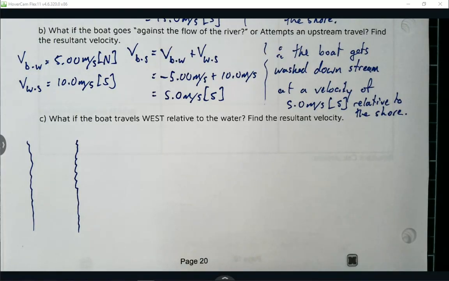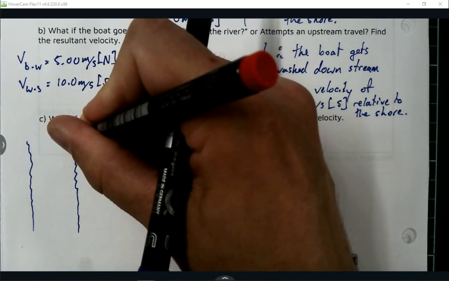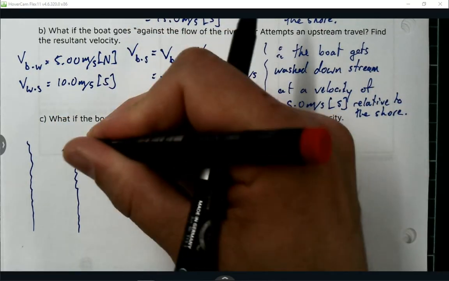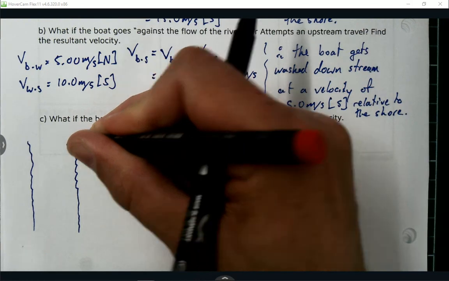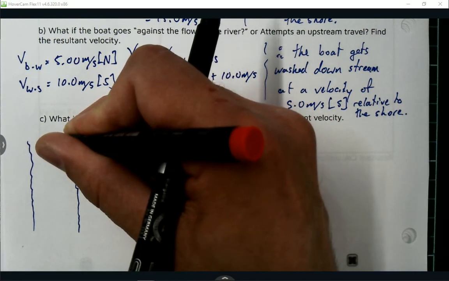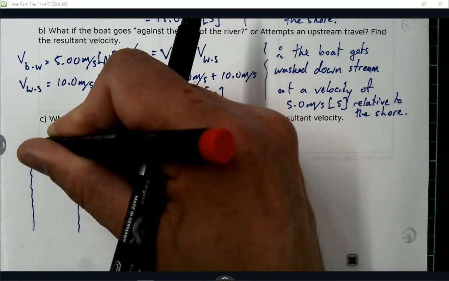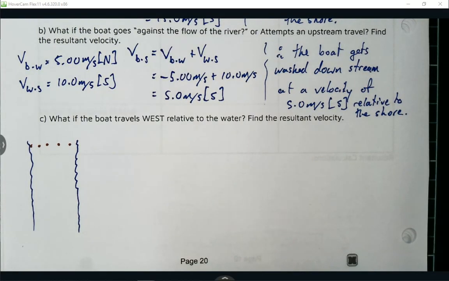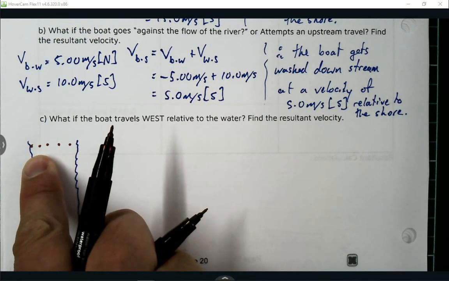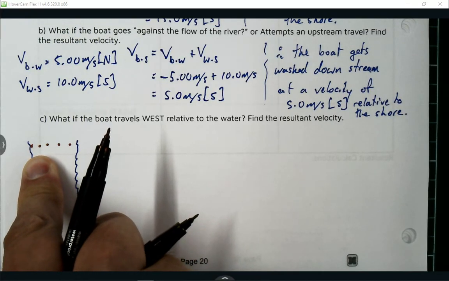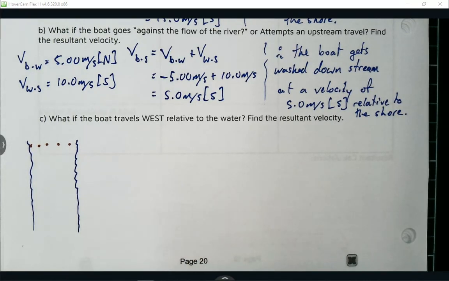Imagine for a second that I could turn off the water, so that what once was a river is now a pond. Follow? If I could turn off the flow of the water and just point my boat west relative to the water, my boat would do this. It would travel across the water. And if I was better, I'm trying to make these dots be equally spaced. If I'm a ticker timer kind of thinking person, constant velocity, right? Going west.